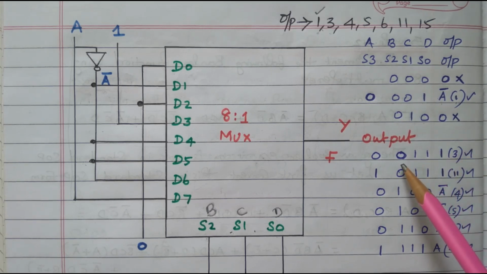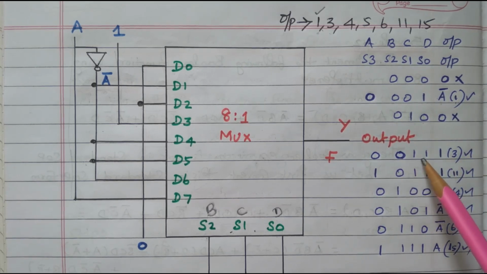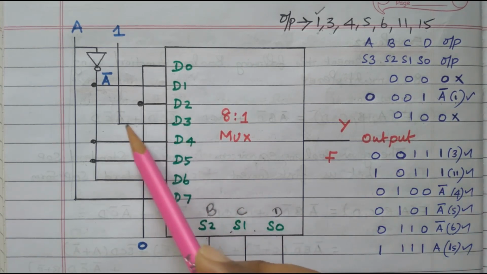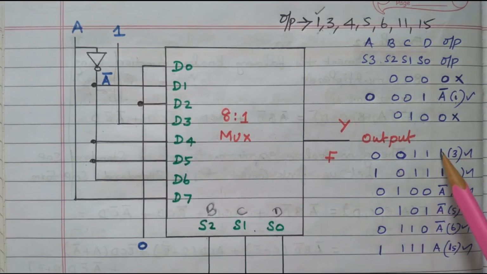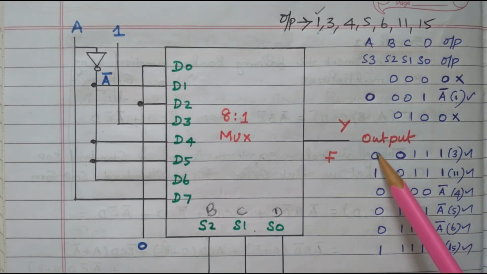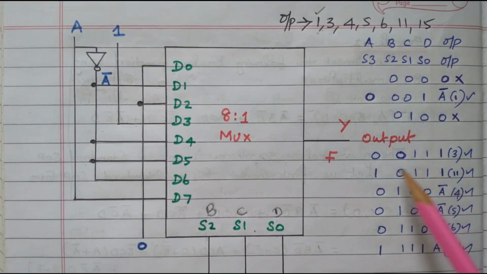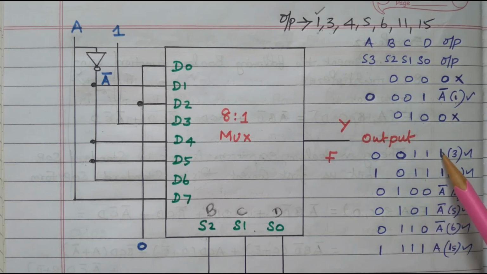Now we'll go to the fourth combination, 0 1 1. 0 1 1 means it will produce D3. D3 is nothing but 1. Then what is the value of A? The A value may be 0 or 1. In both the cases it will produce 1, right? Irrespective of A value. So we can take both the values, 0 0 1 1, 1 0 1 1, right? In both the cases the output is 1.